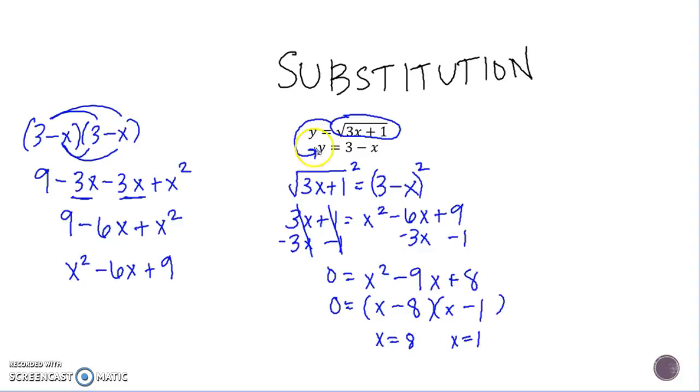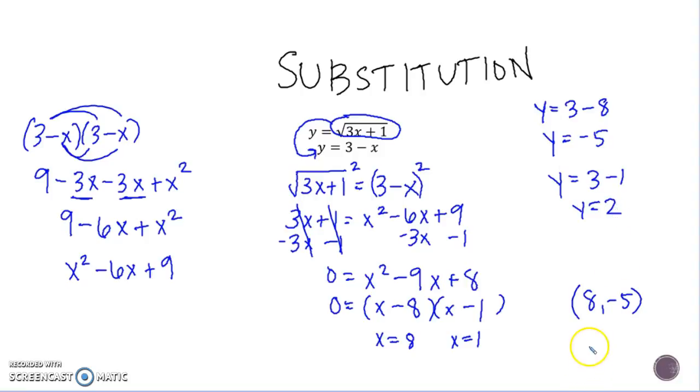So I'm going to plug it into the linear equation. If I have that option, I'm going to choose the linear just because it's a little easier to plug into. So y equals 3 minus, I'm going to plug in an 8. 3 minus 8 is negative 5. So that means one of my answers is going to be 8, negative 5. I'm going to do the same thing with the 1. So y equals 3 minus 1, and 3 minus 1 is 2. So my answer is going to be 1, 2.